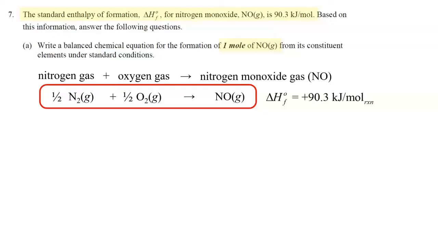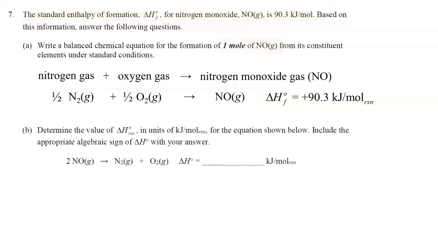Now, as we transition from part A of this question to part B of this question, we're going to have to make a connection between the equation that was written in part A and the equation that was given in part B. So part B says determine the value of delta H in units of kilojoules per mole of reaction for the equation below. Include the appropriate algebraic sign, so plus or minus, of delta H with your answer. So how is the equation written in part A different than the equation written in part B?